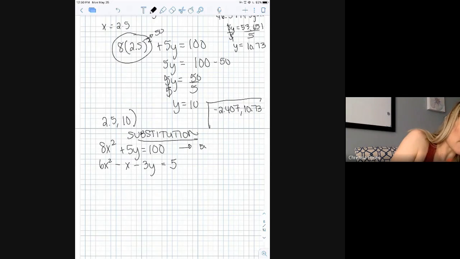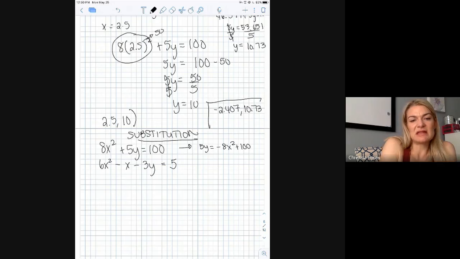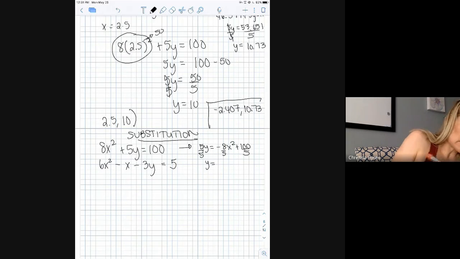So that's going to be 5y equals negative 8x squared plus 100. So I brought the 8x squared over, and it became negative 8x squared. And you're going to divide everything by 5. So y is equal to negative 8 over 5 x squared. And then it's 100 divided by 5, which is 20. So this is my y equals equation.